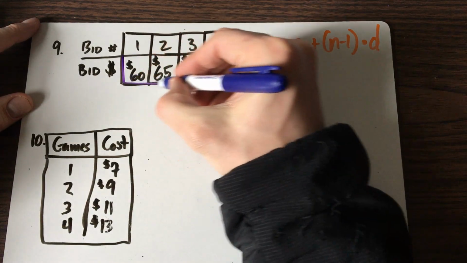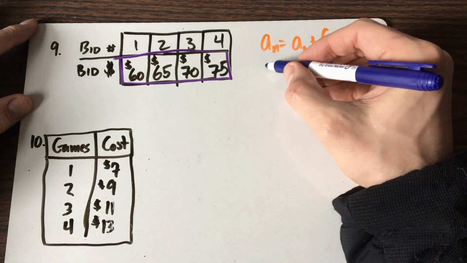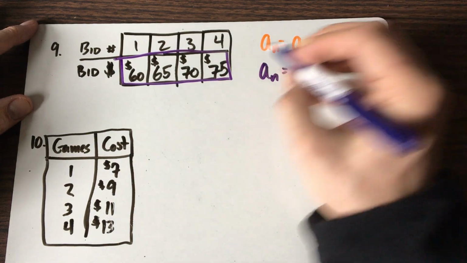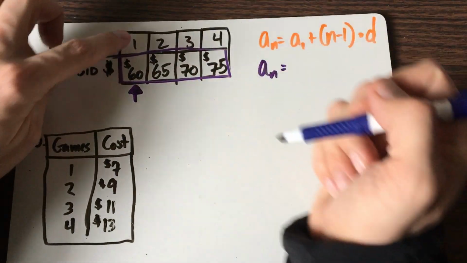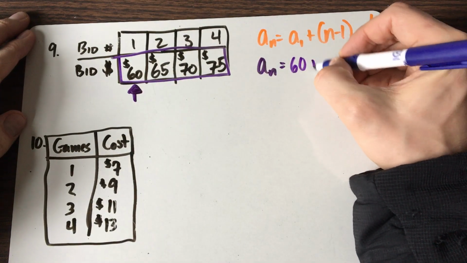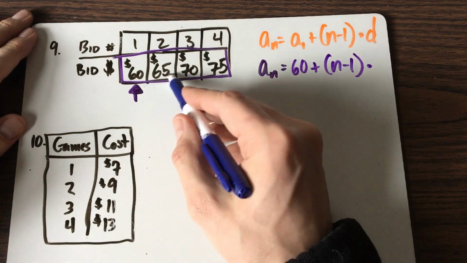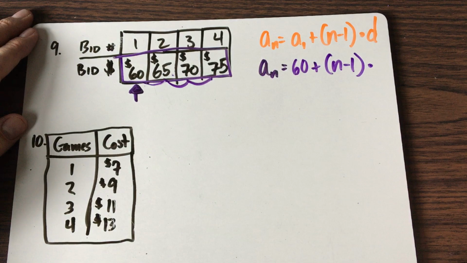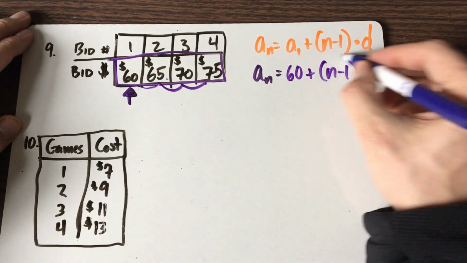Remember, here is your pattern, how much money people have bid on something. So I'm going to do A sub n equals A1. A1 is the first number in the list, right? That's what this is. Number 1, right, is 60. And then n minus 1 times D. D is the common difference. What are these counting by? Boom, boom, boom. That's obviously counting by 5. Perfect. And this could be your answer, right?